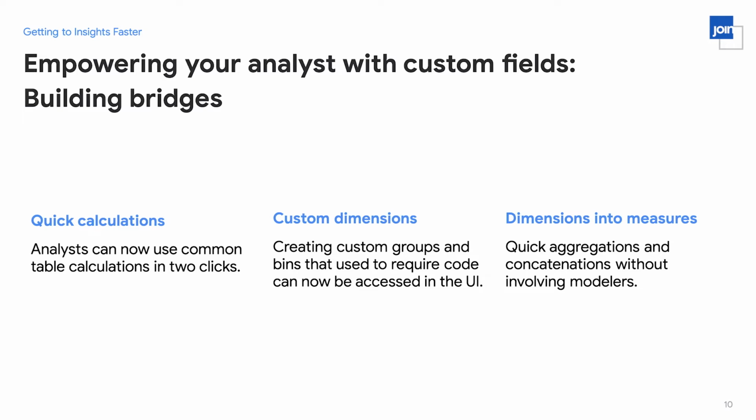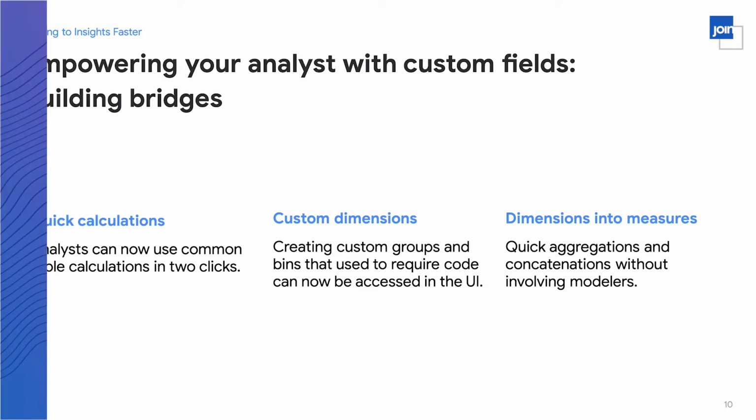We've also made it possible to create custom dimensions like groups or bins that used to be really complicated and nested if statements, making them easier and more user-friendly. And third, turning dimensions into measures. Those quick aggregations that used to be necessary in the model, you can now do on the front end.